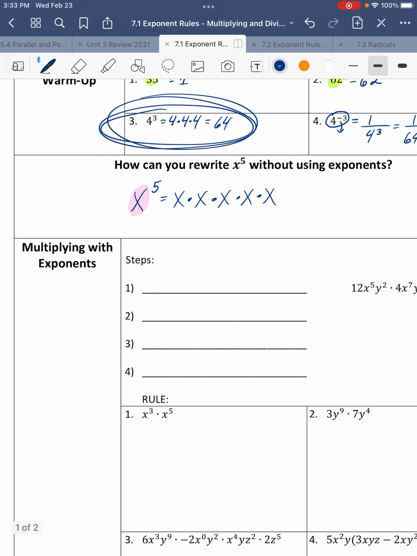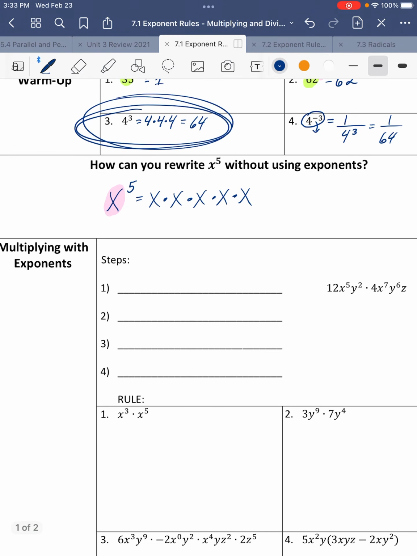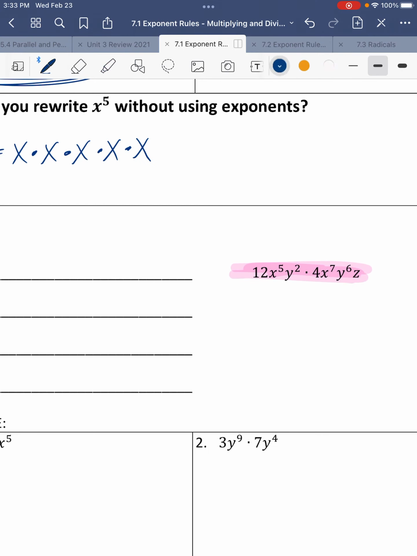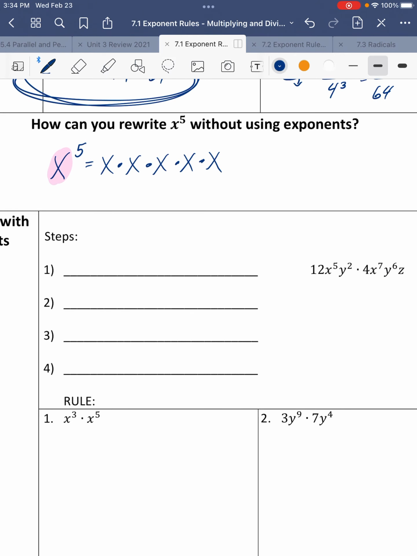So now we're going to take that same concept and we're going to multiply. We're going to work out this problem over here: 12x to the fifth, y to the second times 4x to the seventh, y to the sixth times z. There's a tiny little dot here in the middle for multiplication, but really in between each individual part, constant and variable, there's multiplication. There's multiplication throughout the whole problem. We just don't typically write all of the dots. So when we're multiplying these out, step number 1 is to multiply the coefficients.